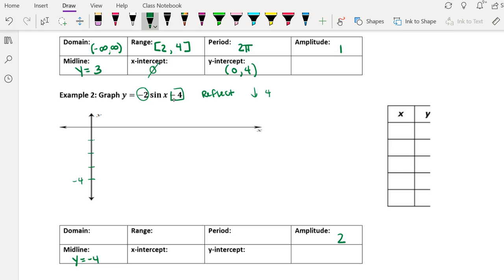So that's negative 4. From that value, I need to add my A and I need to subtract my A. So I'm taking negative 4 plus the amplitude. Now, the amplitude is a positive 2 because remember, the absolute value of A is the amplitude. So I'm going to add 2, and I get negative 2, and then negative 4 minus 2, I get negative 6. So the maximum is going to be at negative 2. This is my max.